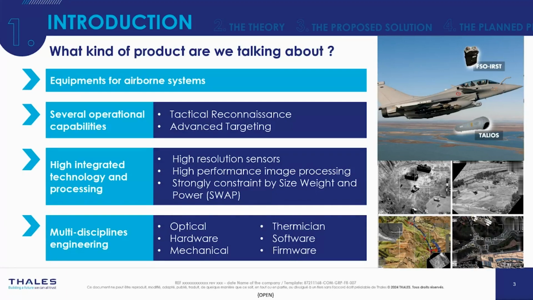So the design implies many disciplines to build the system, including optics, electronics, mechanics, thermics, software, and firmware. You can see on the right of the slide two examples of systems, one surveillance on the top and one designation system. And on the bottom, you can see some images that can be captured during missions.